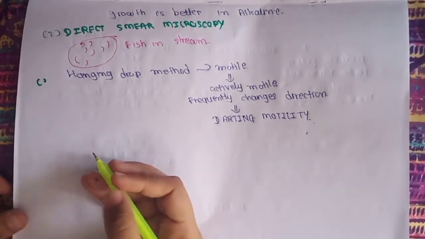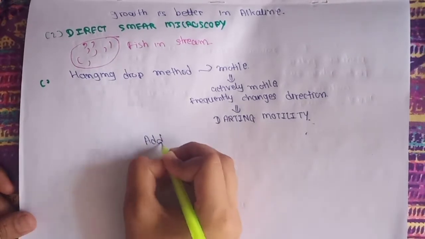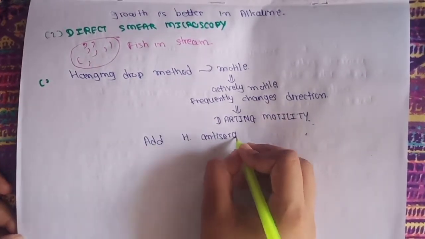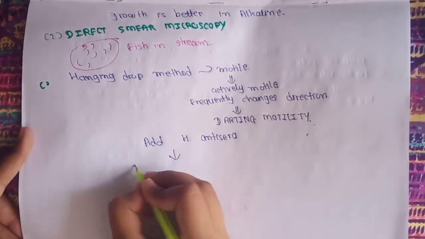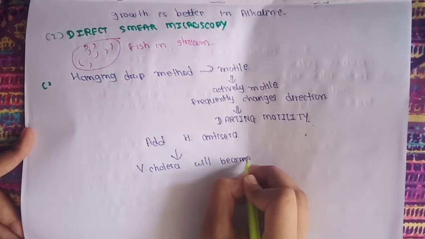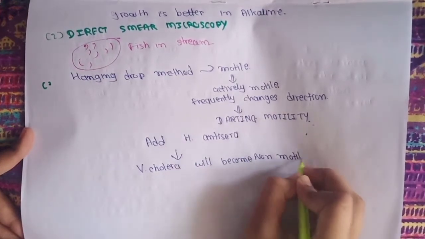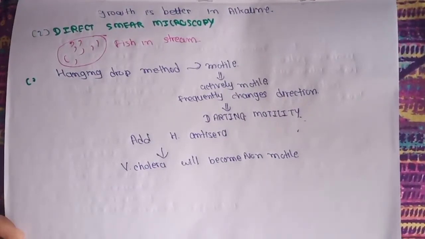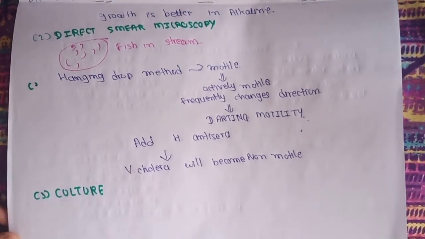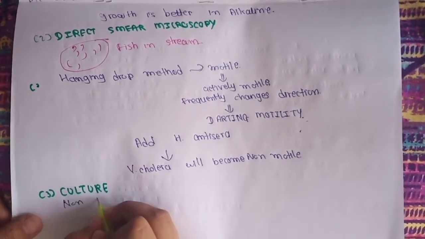How will we differentiate Vibrio cholerae from other microorganisms having darting motility? We will add the H antisera, and in the presence of H antisera, V. cholerae will become non-motile. So we can differentiate V. cholerae from other microorganisms.